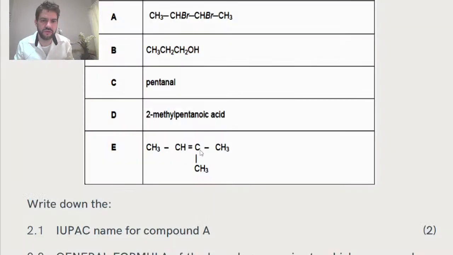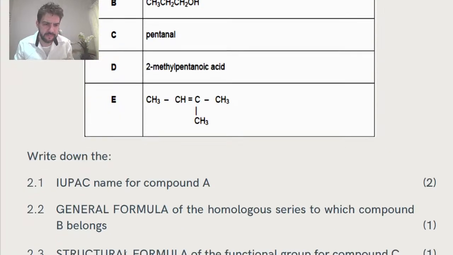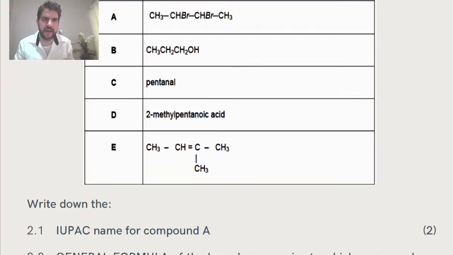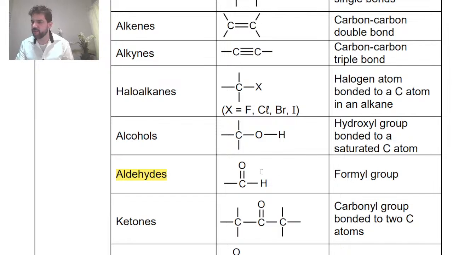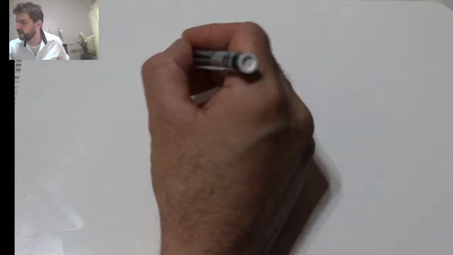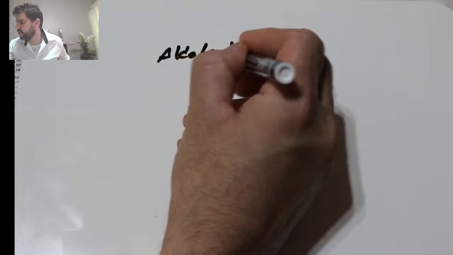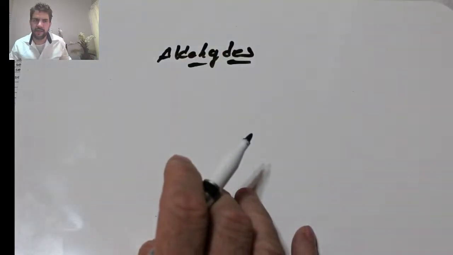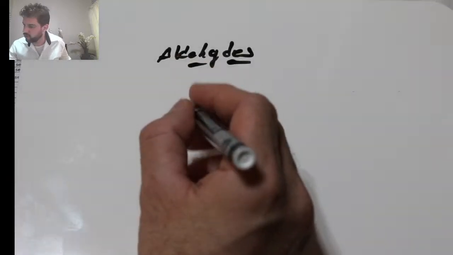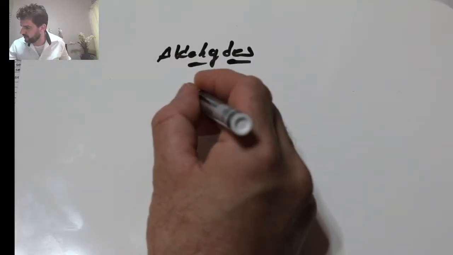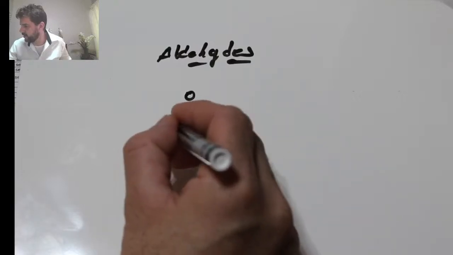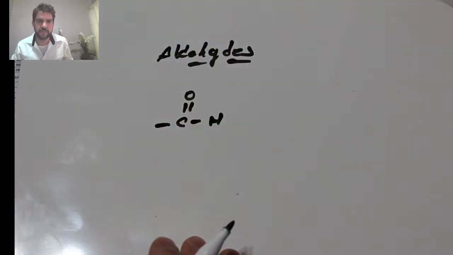So if we go back to the question, they want the structural formula of the functional group. You can see here, this is the functional group in a structural formula. So if you come back here, and we solve that one, for an aldehyde, the structural formula of the functional group will be carbon, double bond oxygen, this is hydrogen. That is the functional group, the structural formula of the functional group of the aldehyde.